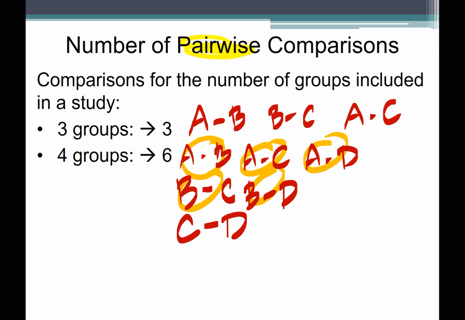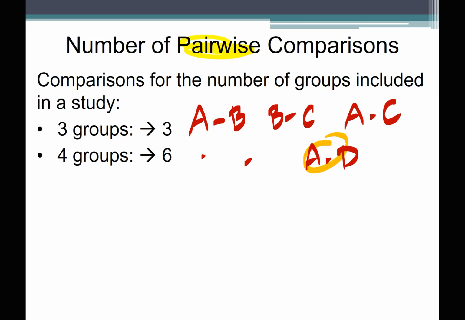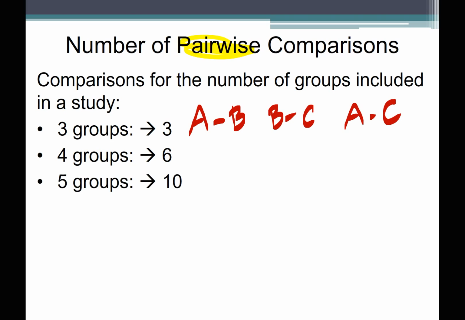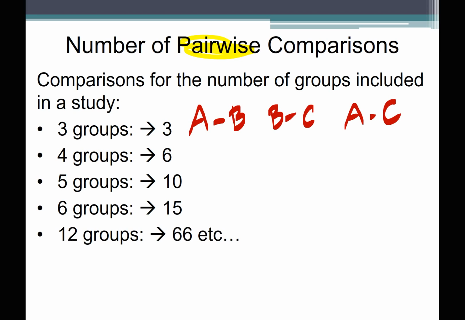So it very quickly gets kind of out of hand, right? If we have 5 groups, we would actually end up having to do 10 pairwise comparisons. If we have 6 groups, we have to do 15 comparisons. If we have 12 groups, we have to do 66 different comparisons in order to compare all of our different groups against each other.